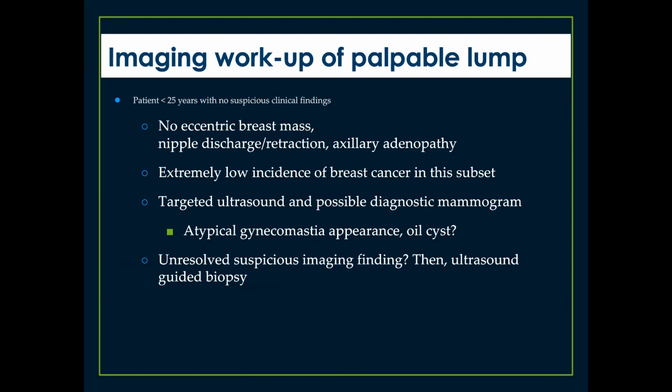So let's spend some time discussing the imaging workup of a palpable lump. To start off with, this would be a palpable lump with no suspicious features. Suspicious features would be an eccentric breast mass, nipple discharge or retraction, or axillary adenopathy. And if the patient is less than 25 with no suspicious clinical findings, there's an extremely low likelihood of breast cancer. So we would start off with targeted ultrasound and consider doing a diagnostic mammogram.